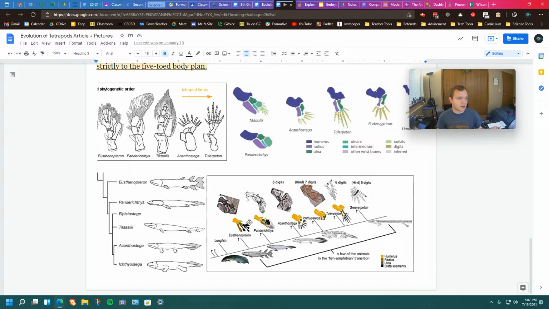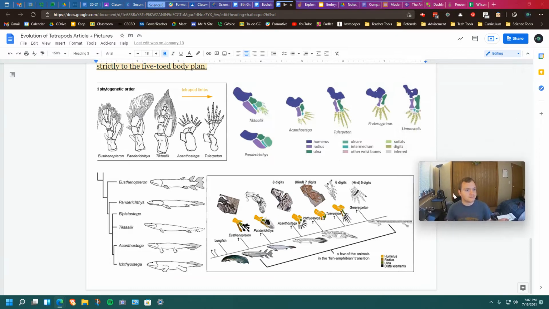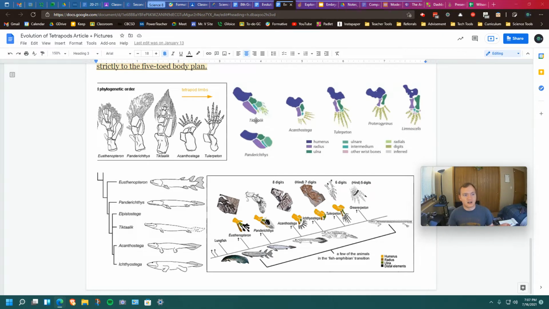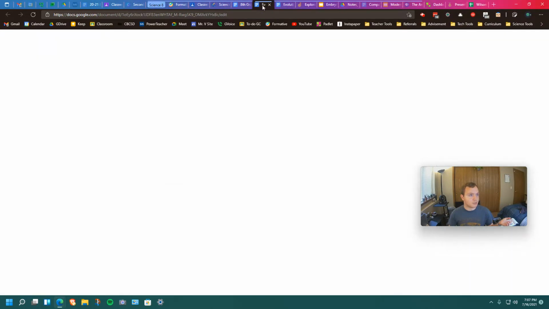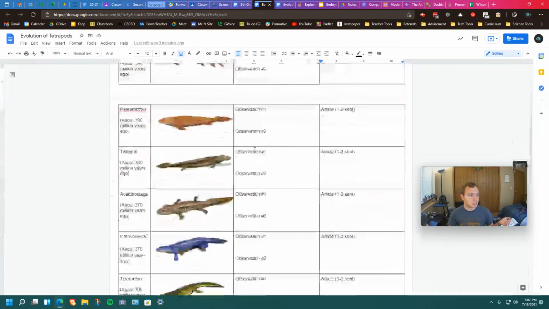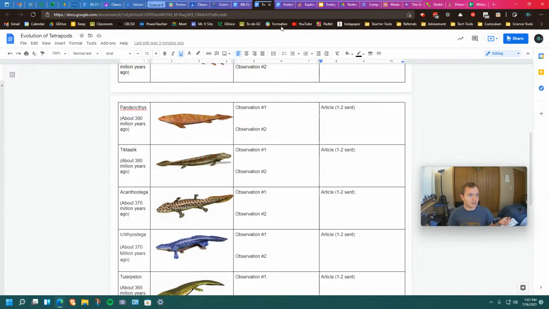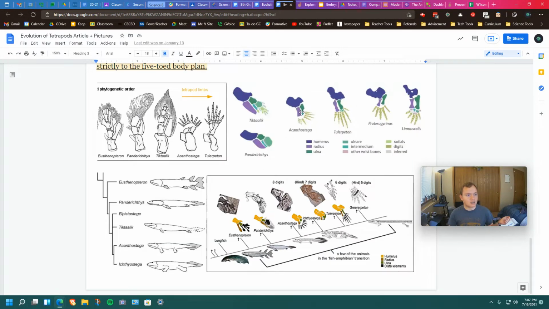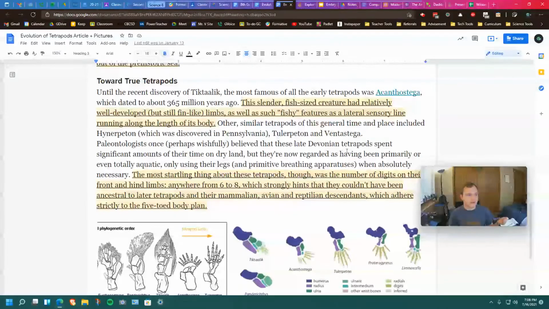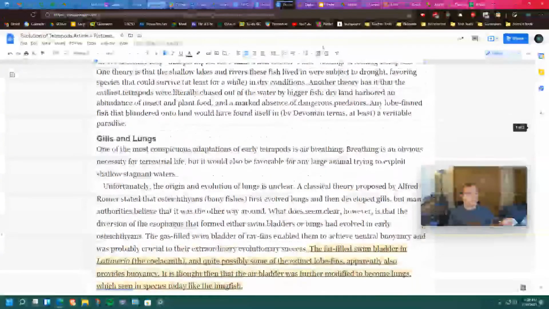So let's say I'm trying to do Tiktaalik, and there wasn't a quote about Tiktaalik in the article. I can compare it to the one that's before it, which is the Panderichthys. And so I could compare its arm to Panderichthys, and I could try and talk about two different changes. Same with these. These are all the similar pictures. So if you can't find a quote, use the pictures at the bottom.